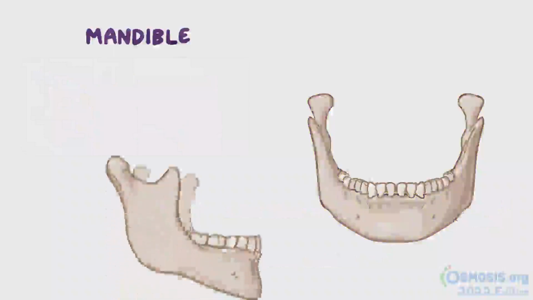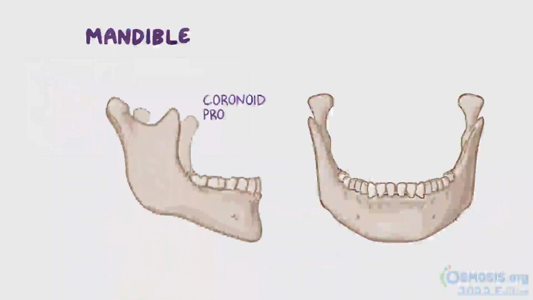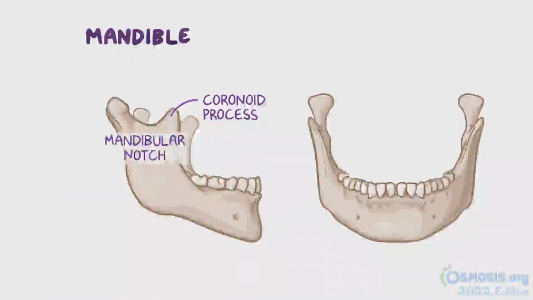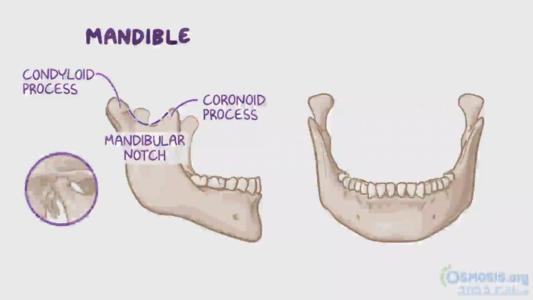The superior border of each ramus has a coronoid process anteriorly, which is thin and triangular, with the mandibular notch posterior to it. The mandibular notch is a concave depression that separates the coronoid process from the condyloid process posterior to it, which is thick and round-shaped, and articulates with the mandibular fossa of the temporal bone to form the temporomandibular joint.